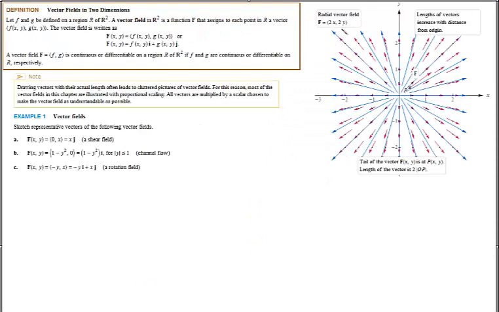Let's look at our function associated with each I and J component. Notice that if y is 0, then I have 2 times my x value for that vector, and it will just be along that x direction. Positive x's will go to the right, negative x's will go to the left.